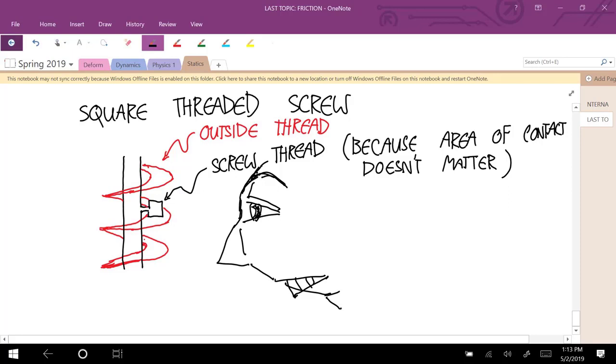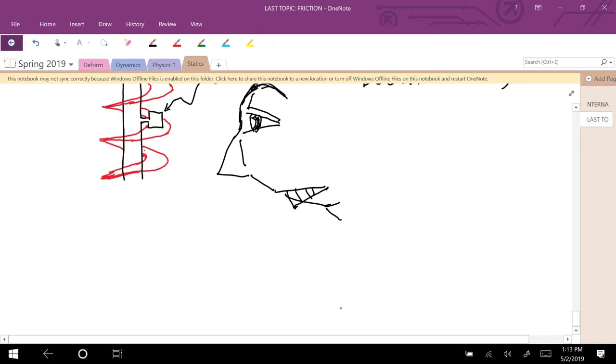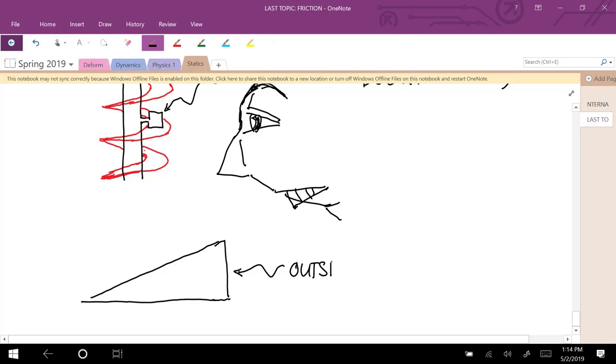That little block sliding up that ramp. Anyways, if you look from this perspective, what you see is this is the thread, the outside thread, and this is the thread of the screw. And you have some angle here.